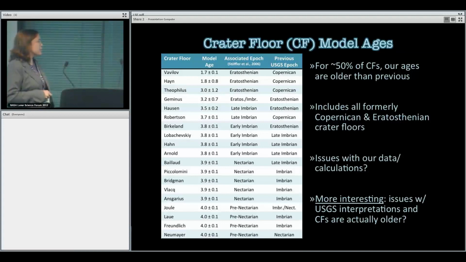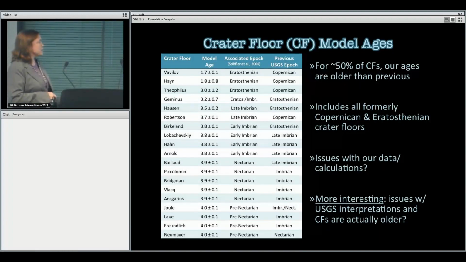This is just another way to look at this idea that maybe there has been little recent cratering of these large 80 to 100 kilometer craters. What we have here is showing the Stoffler epoch for our ages, comparing to the previous determinations from the USGS maps. We find that for 50% of our crater floors, which are all shown here, our ages are older than the previous determination. And this includes all former Copernican and Eratosthenian crater floors of this size.